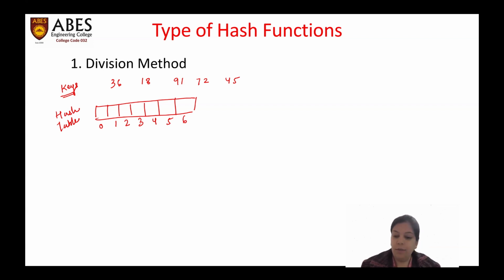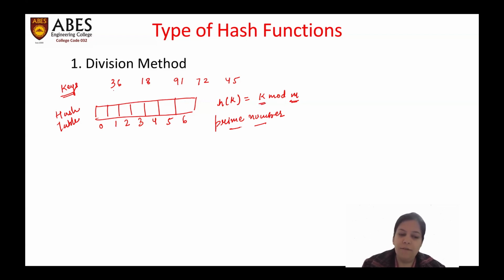Now, in the division method, the value that we get after applying the hash function is given by k mod m, where m is the hash table size, which is usually taken as a prime number. Like here, we have taken the size of the table as 7, which is a prime number, to avoid the collisions. We will discuss what are collisions in the later videos. And k is the key, that is the input we are getting.